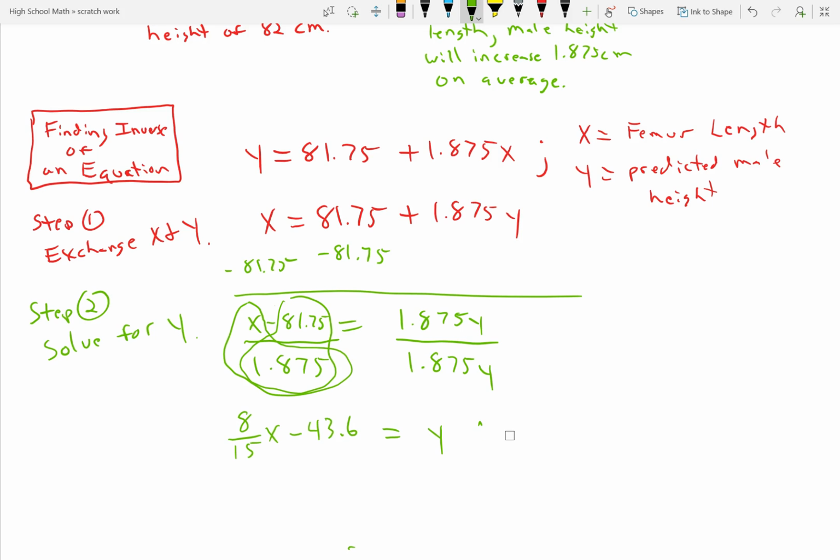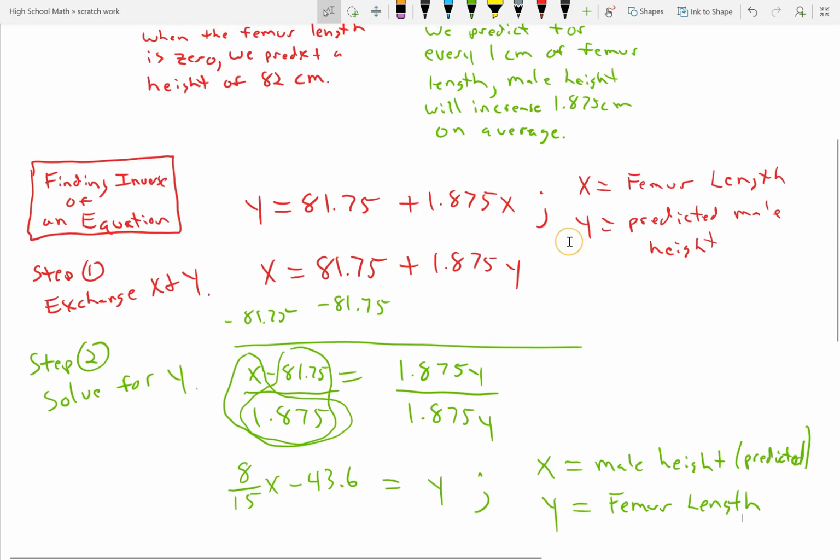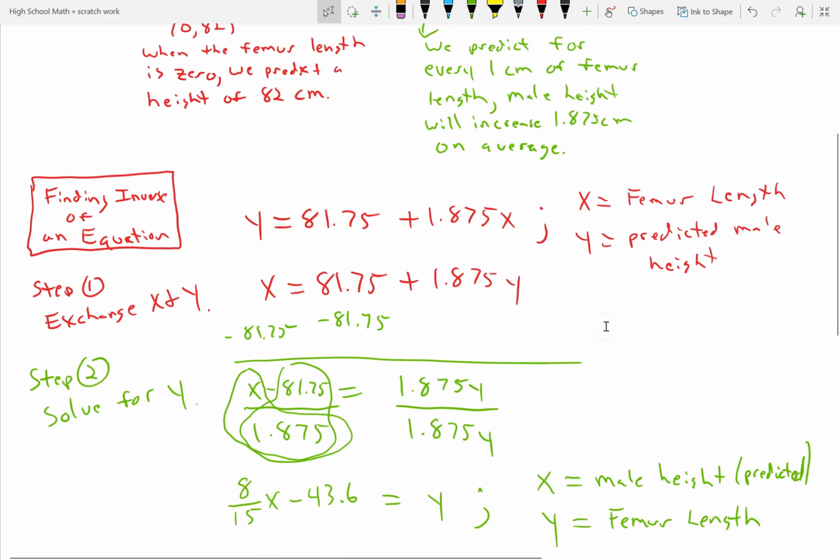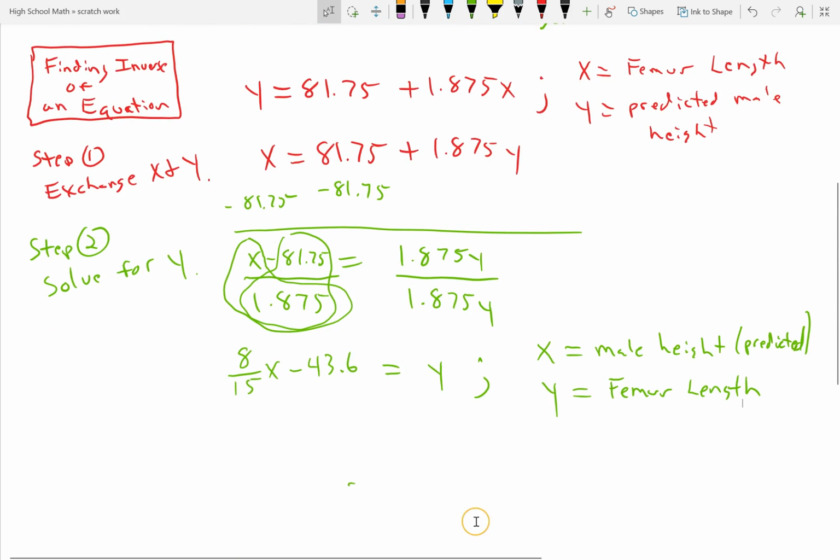In our inverse function, the mapping is reversed. X is now the male height, and technically it is our predicted male height. We shouldn't use our regression equation. And Y is our femur length. In a similar fashion, you could solve for Y2. And looking at the papers, most all of you got that part correct.